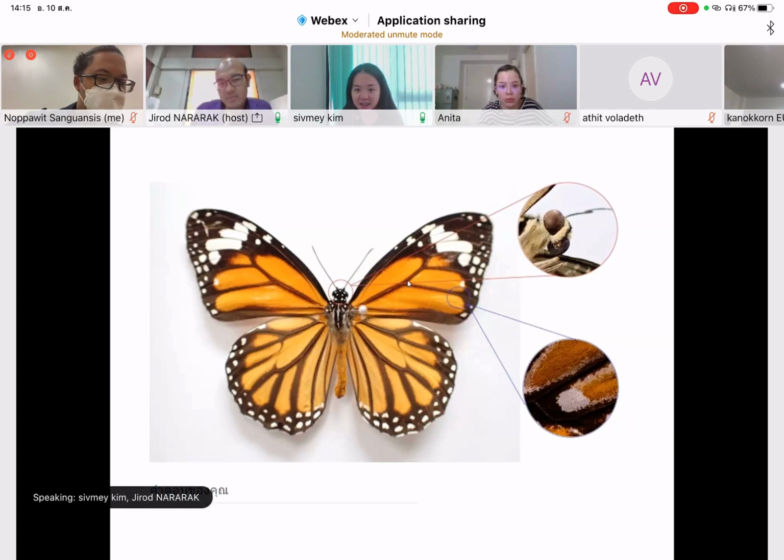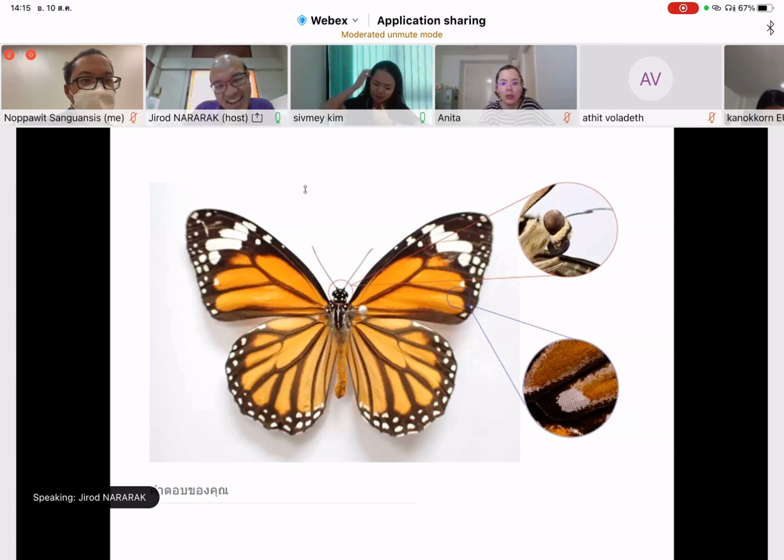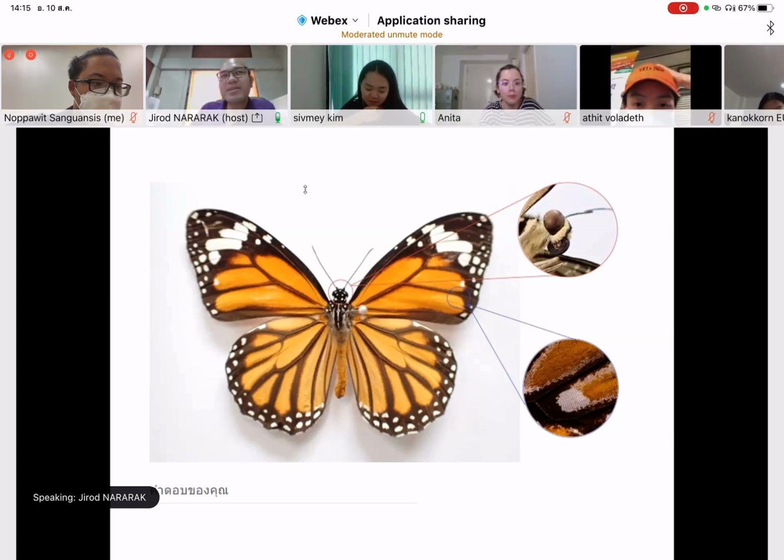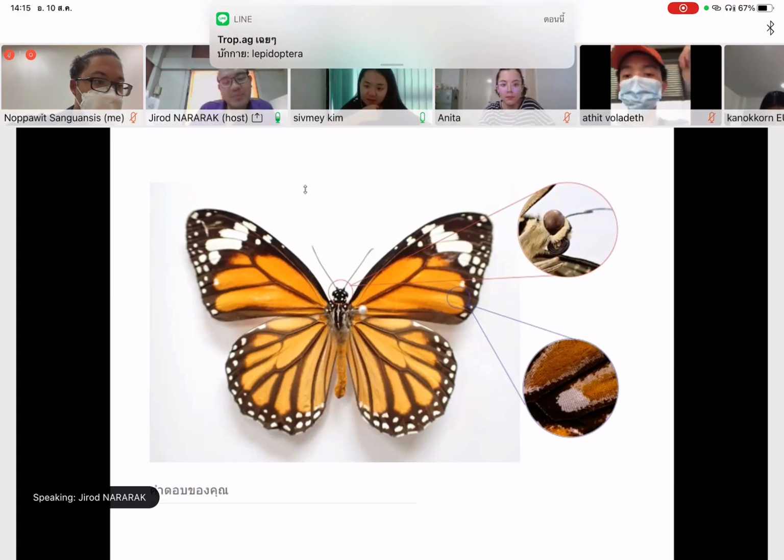Orthoptera. What? Did you see the picture? You see the butterfly, right? Yes. What is the order? Orthoptera. You say Orthoptera? The butterfly. Ortho means straight wing, right?